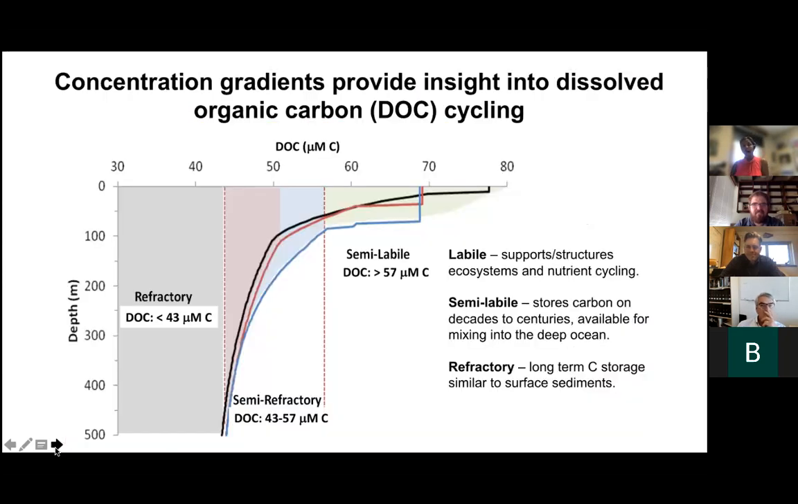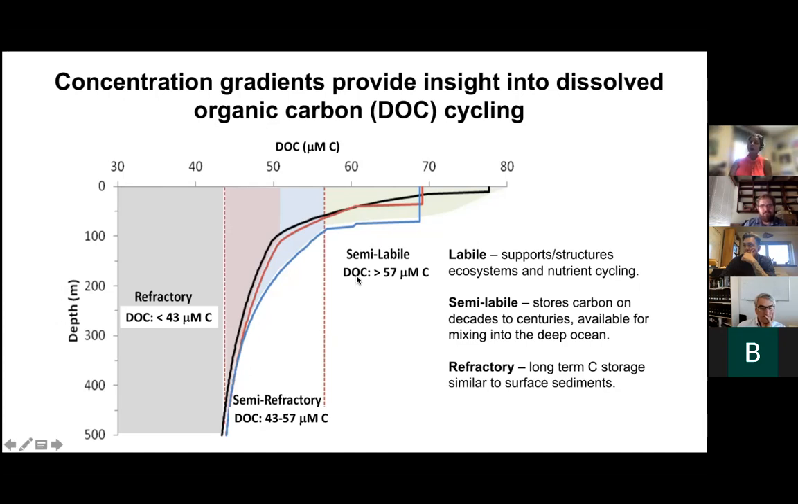When we look at the concentration gradient for dissolved organic carbon in the ocean, this is a schematic compilation of data from off the California current. You have DOC concentration on the x-axis and depth on the y-axis, only going down to about 500 meters. All I want you to take away from this figure is that there are high concentrations at the surface, and then it falls to some fairly stable concentration at depth. And as you'll see in a little bit, the deep Pacific Ocean has the lowest concentration.